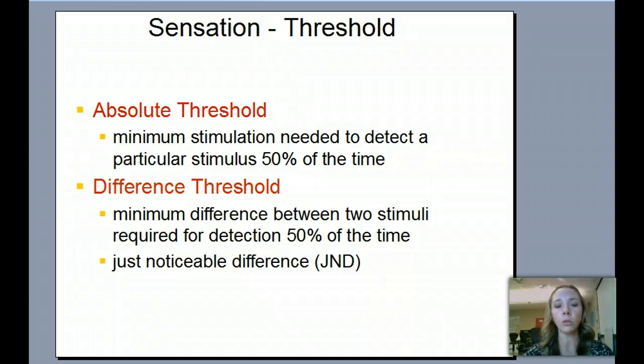The difference threshold is once I do sense something, how much it has to change in order for me to be able to tell a difference.